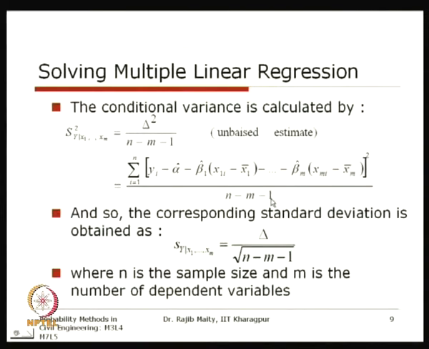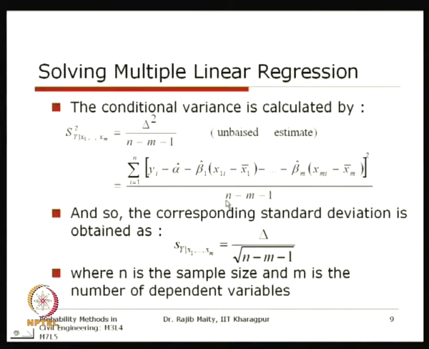Now you recall that when there was only one input, in the case of simple linear regression, the equation for this conditional variance was delta square divided by n minus 2. So, there m was only 1, one input was there. If you put m equals 1 here, you will get the same expression, delta square divided by n minus 2. If m increases, here m is more than 1, so you have to put that value, and n is the number of data points that is available.